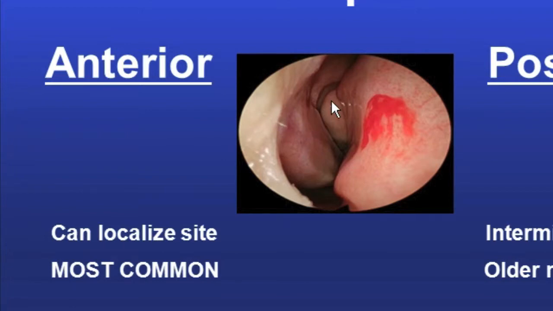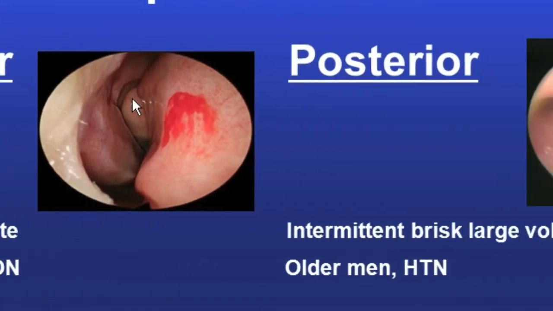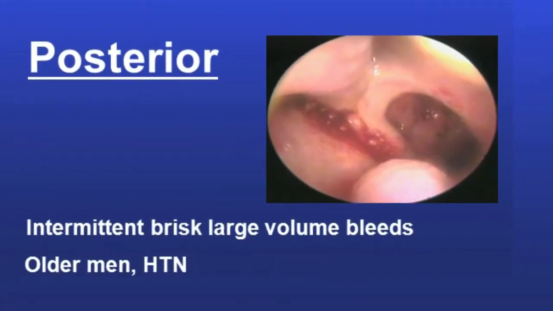Again, anterior nosebleeds are the vast majority of nosebleeds and are often easy to localize. Posterior nosebleeds, in contrast, can be more difficult to localize because of their intermittent nature. Oftentimes, they're large volumes. Patients may often describe feeling blood go down their throat before coming out of their nose. Patients with posterior nosebleeds traditionally have more significant and numerous comorbidities, and they're often more common in older men with hypertension.